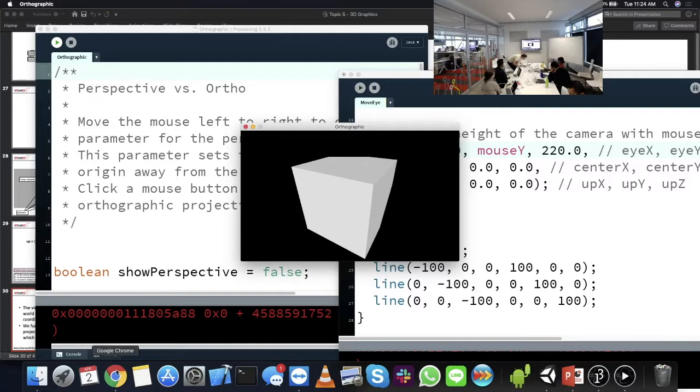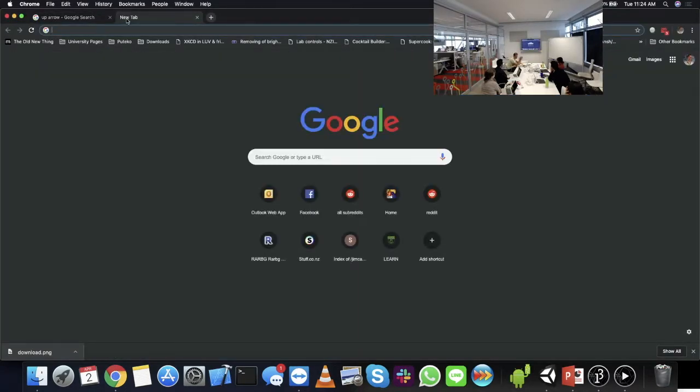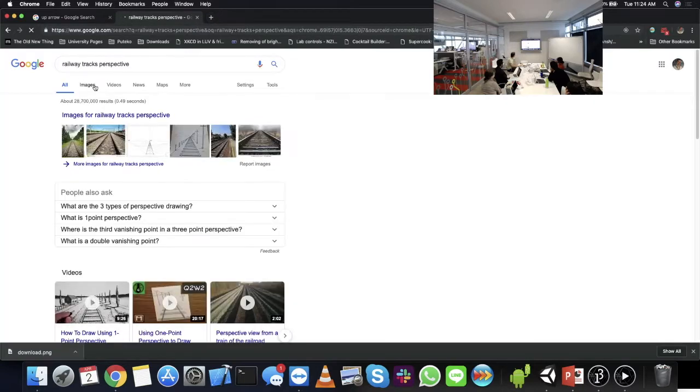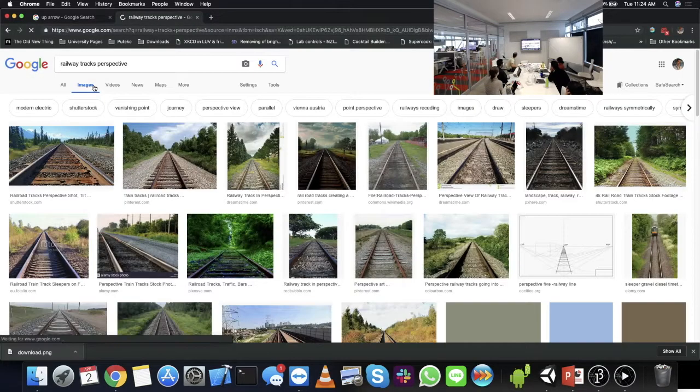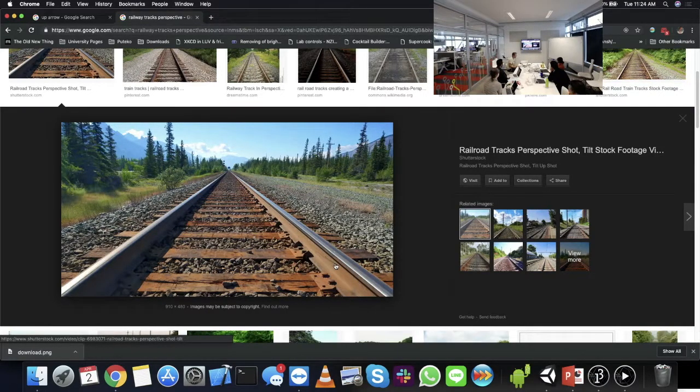But the idea behind perspective projection is that everything gets smaller as we go away from us, and lines which are parallel will eventually converge at infinity. So probably the best illustration of that is something like this. If I show you this, that seems pretty normal to us. That's looking down a set of railway tracks.